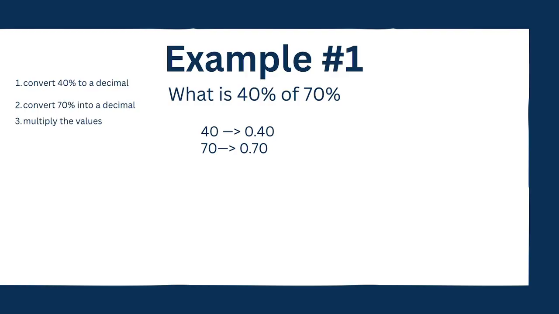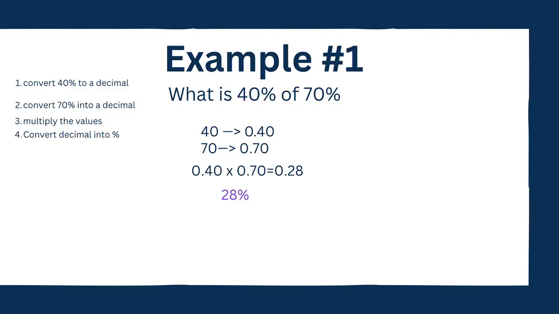Now, I'm going to want to multiply these values together. So I'm going to do 0.40 times 0.70. Once I do that, I'm going to get 0.28. Now, I'm going to convert that into a percentage, and to do that, I would just do 0.28 times 100, and I get 28%.